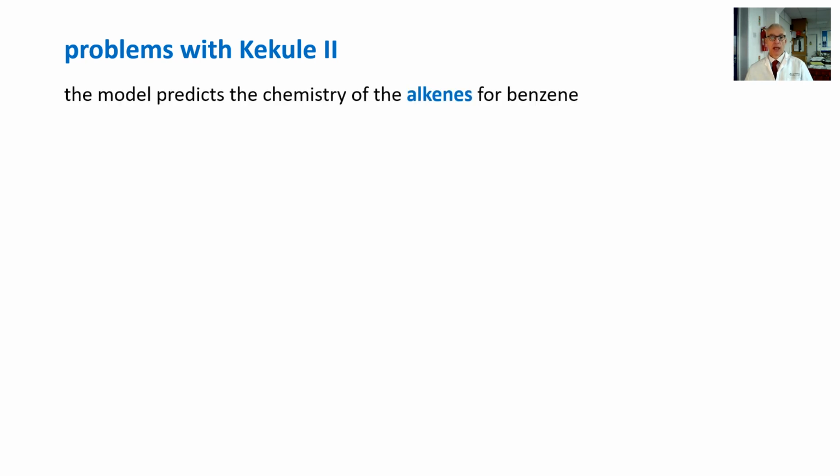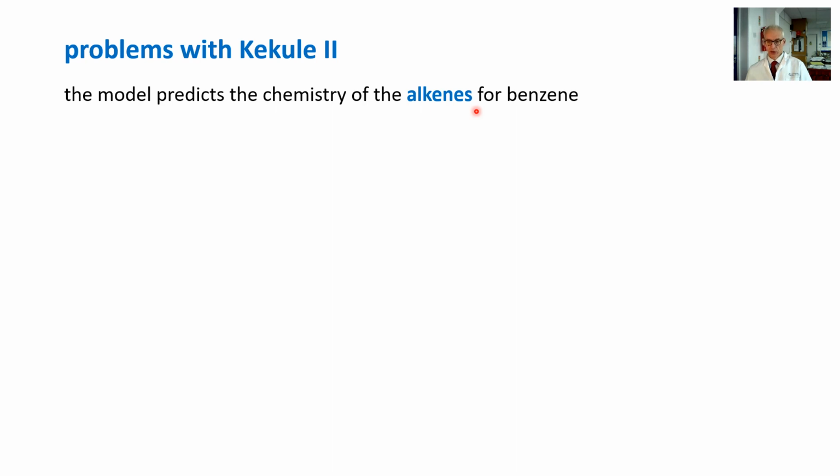Now, there is another problem with the Kekule model. So this is problem number 2, and there are 3 in total. So we'll work through them. We've gone through the first one. This is problem number 2. And that is that the Kekule model predicts, because of the presence of 3 carbon-carbon double bonds, the chemistry of the alkenes for benzene.